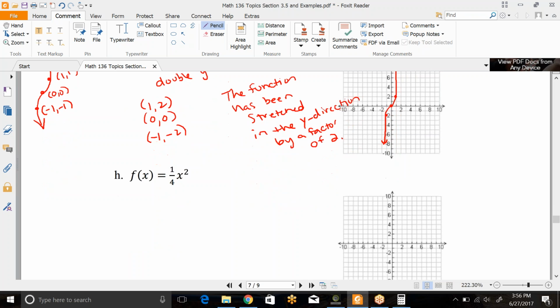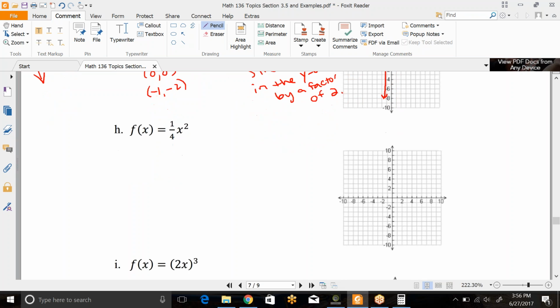Okay? Honestly, when it comes to stretches and compressions, I'm more likely to tell students to do everything by a table and then to describe what they see. And that's just because sometimes it's hard for students to know when is it happening to x and when is it happening to y. Anything that's outside of what's going on is going to happen to y. If it's inside, like this 2 is inside that parentheses, it's going to affect x. And it's not going to double it. When it's inside, remember, it's going to do the opposite of what you think. So we'll get to that one in a minute, but let's look at this one. We're going to do this one with the table.